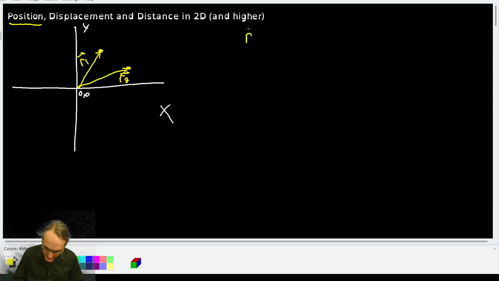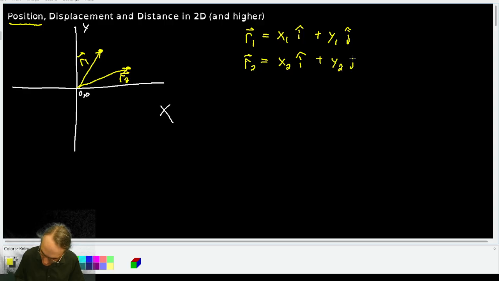If you try and write down a position vector, it would look like x1 in the i hat direction for the first one, y1 in the j hat direction for the first one, and similarly for the second. In higher order dimensions, we'd just add a plus z k hat, and so on if we had higher than 3 dimensions. All right. What becomes of displacement?